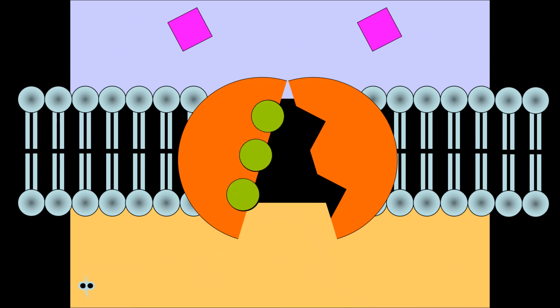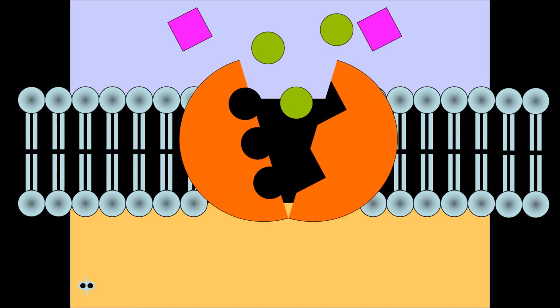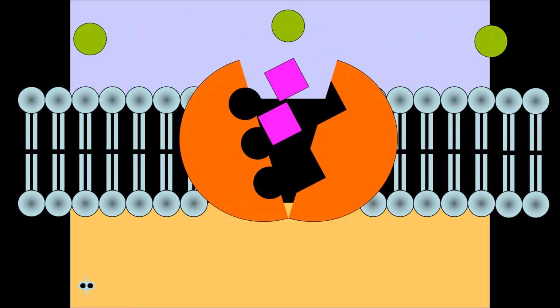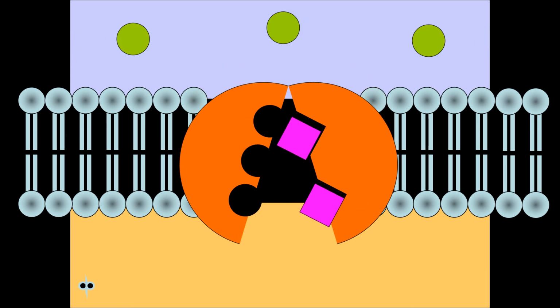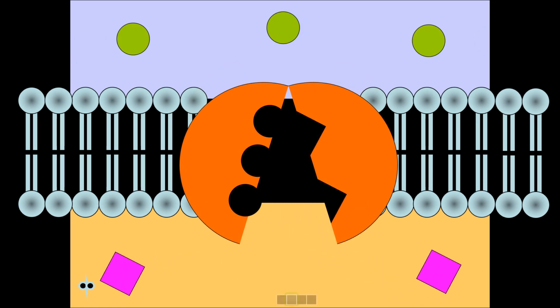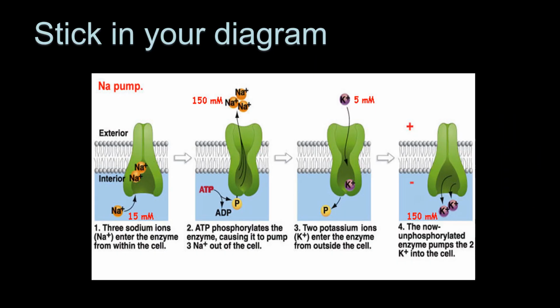So again, your sodium ions going into your carrier protein, getting moved, and your potassium ions coming into your carrier protein. So you should be able to get this diagram, which tells you about your carrier protein.